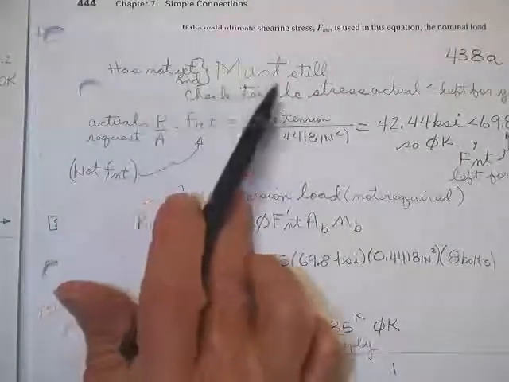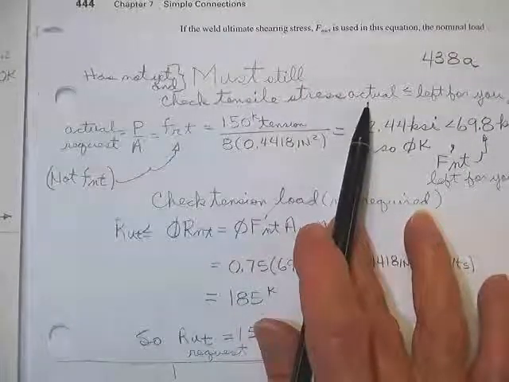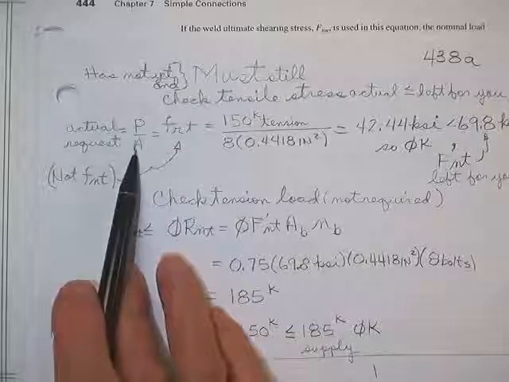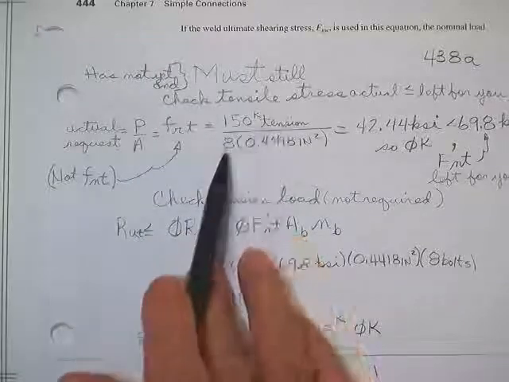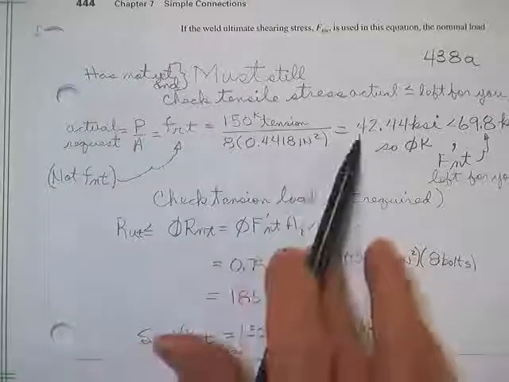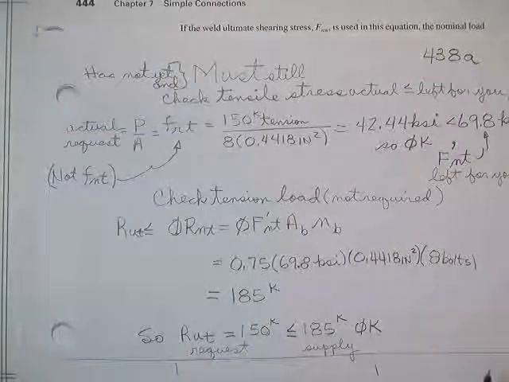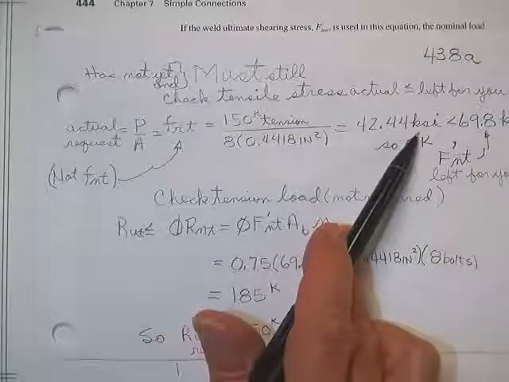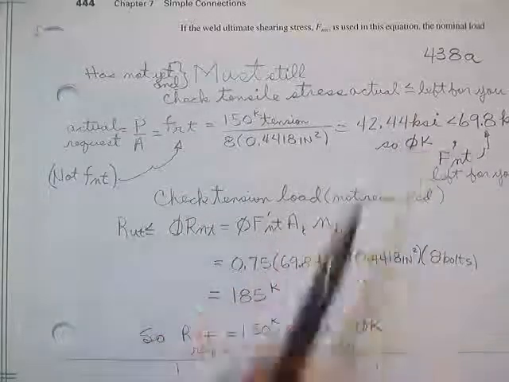So here's the check for tension. He has not yet, and must still, check tensile stress to make sure the actual tensile stress is smaller than how much we left on the table for you. Here's your actual request, load over area, stress requested in tension. 150 kips of tension divided by 8 bolts, area of the bolts, 42.44, and we left 69.8 on the table for you, so now I'm happy. It's good. But had this number right here come out 70.6, still less than 90, 70.6 is not smaller than what was left for you, and the connection would not be good.